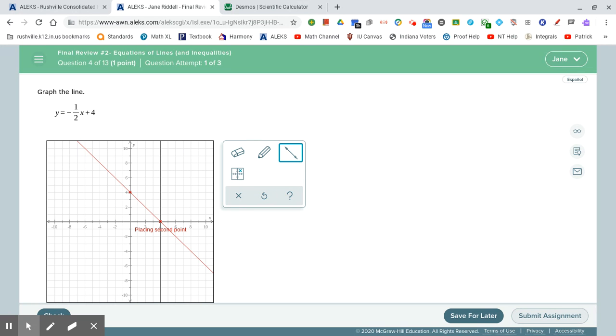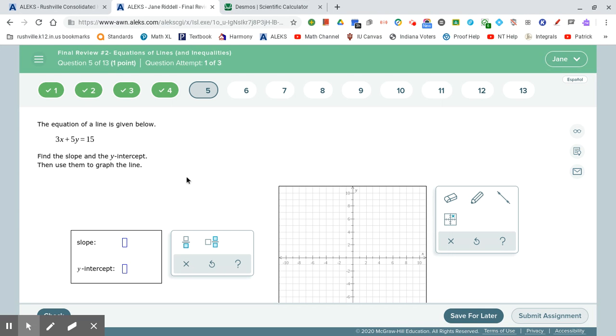The slope tells you how to move. Once again, mine's negative, which means I'm going to go down. Okay, if it's positive, I'd go up. If it's negative, go down, and then always move to the right. So I'm going to go down by 1, and I'm going to move to the right 1, 2, and plot my second point. And there's my line that's been graphed.